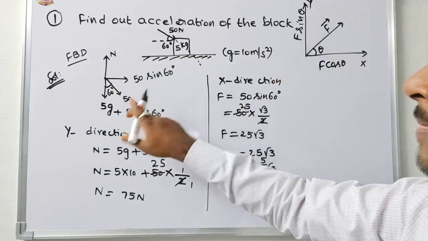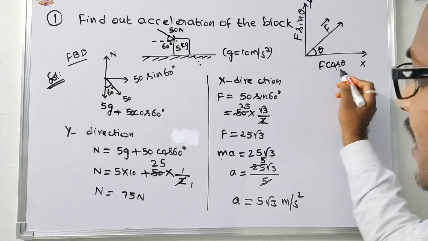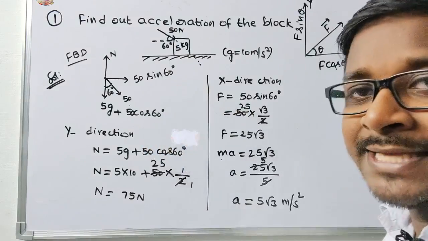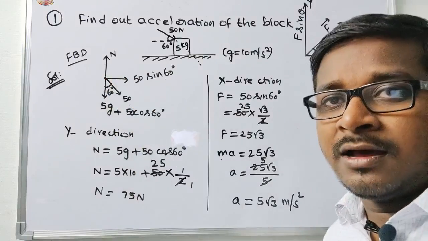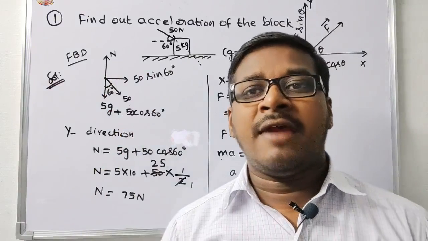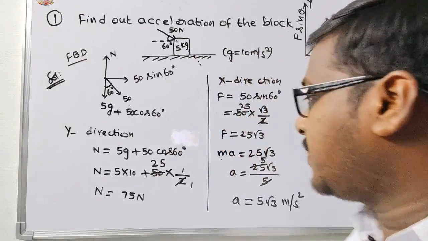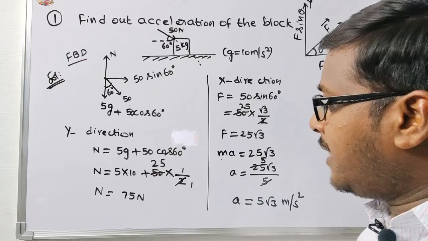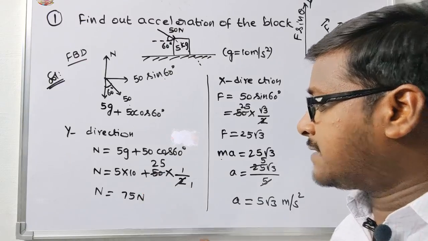In the same manner, F is equal to 50. The horizontal component is 50 into cos 60 degrees, and the vertical component is 50 into sin 60. First take the y direction. The upward force, that is the normal force or reaction force, and the gravitational force act in opposite directions. N is equal to 5g plus 50 cos 60 degrees. N is equal to 5 into 10 plus 50 into 1 by 2. 2 ones are 25. 5 into 10 is 50, plus 25, is 75 Newton.